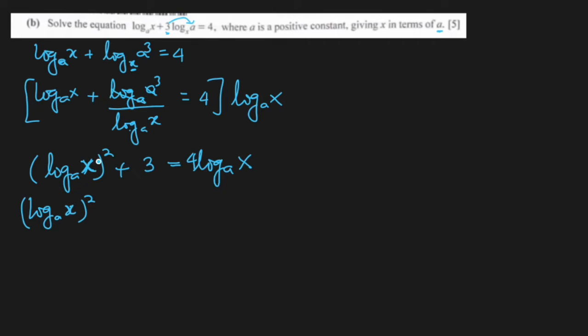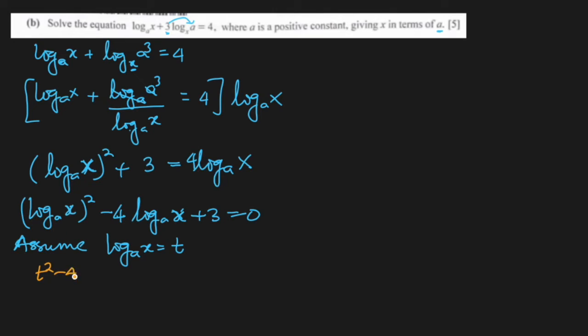Please don't mind, I'm writing capital and small interchangeably. So minus 4 log a x plus 3 equal to 0 square. Okay, let's assume, because doing with this will be a problem, so let's assume that log base a x is t. So this equation becomes a new format, t square minus 4t plus 3 equal to 0.